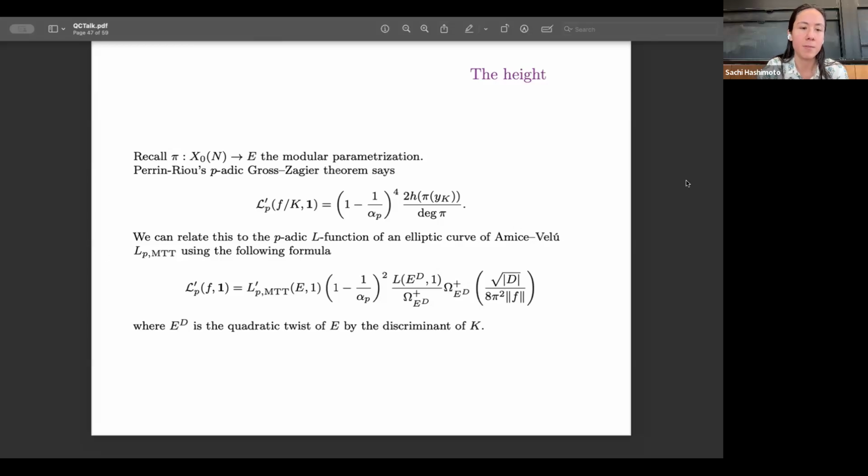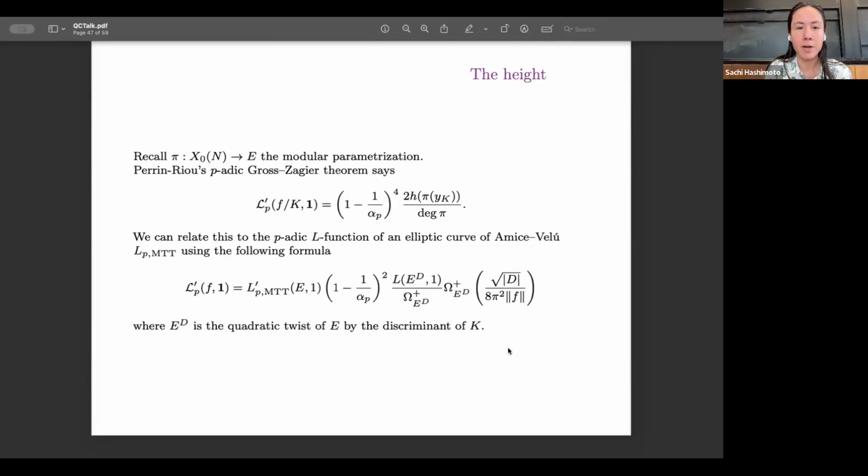a paper of Mazur, Tate, and Teitelbaum. And the reason why you want to relate it back to this other L function due to Mazur, Tate, and Teitelbaum is that this other L function can be computed using overconvergent modular symbols, and that was work of Pollack and Stevens. And then you have left over a bunch of explicit quantities, which can be computed. It's not trivial, but it's also not so difficult. There are some analytic methods for computing the rest of the quantities.